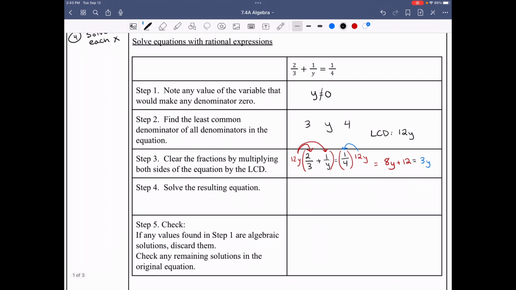In step 4, we're going to solve the resulting equation. Well, to solve for y, if I have 8y plus 12 equals 3y, I want to get it equal to 0 first. So subtract 3y. That gives us 5y plus 12 equals 0. Now I'm going to subtract 12 from both sides, and I'm going to divide by 5. So y equals negative 12/5.